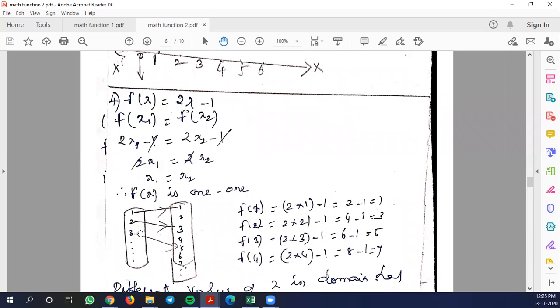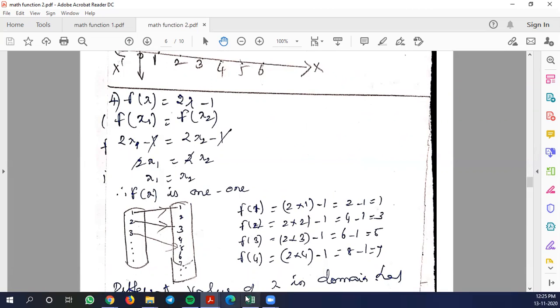But not onto. So for that, we are taking an example. First, we have to take f of 1. What is f of 1? 2x minus 1. Here only you have to substitute, yes? So f of 1 is equal to 2 into 1 minus 1. 2 ones are 2 minus 1, it is 1. What is f of 2? 2 into 2 minus 1. 2 twos are 4 minus 1, it is 3.